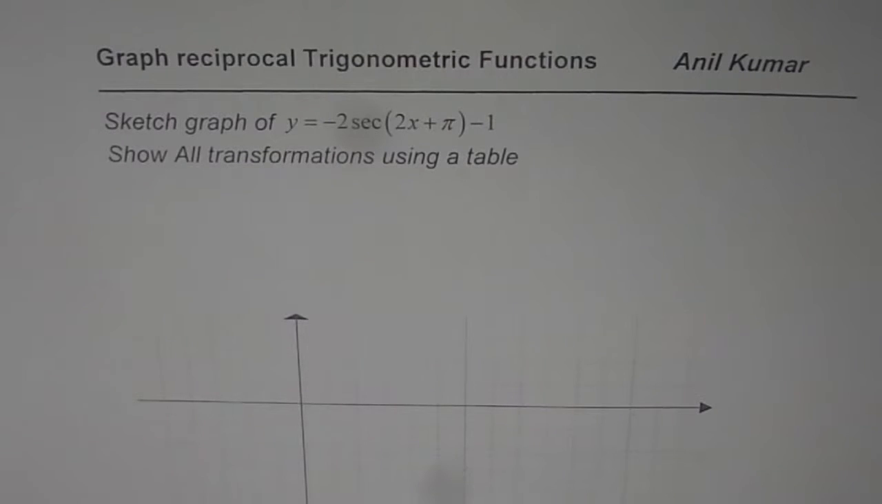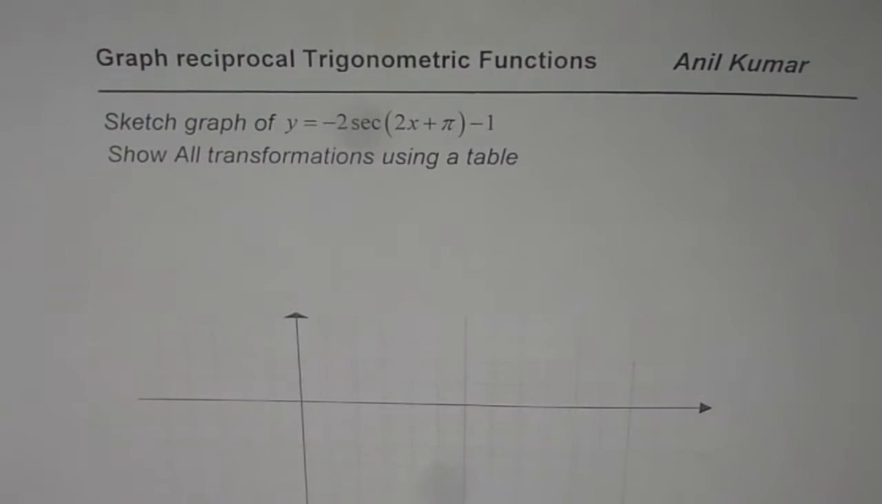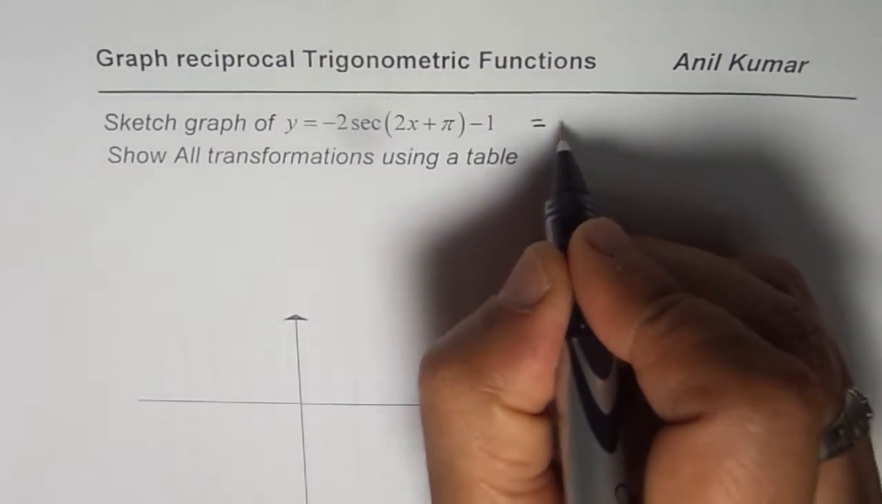I'm Anil Kumar, and in this video, we'll try to understand how to graph a reciprocal trigonometric function. The question here is, sketch the graph of y equals minus 2 secant (2x plus pi) minus 1. Now, let us factor the inside term and rewrite this equation.